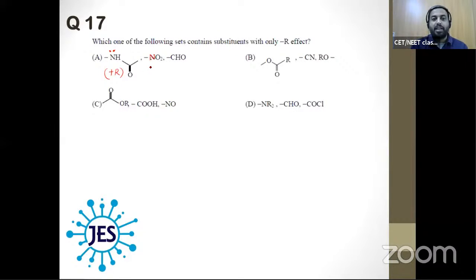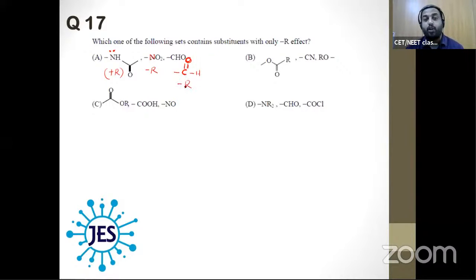So the nitro group is minus R. Similarly, look at CHO; you have to expand it. You can't tell by looking at the alphabets. You have to expand the structure: CH double bond O. Now see, the atom attached to the system is in turn attached to oxygen through a multiple bond. This also is minus R.